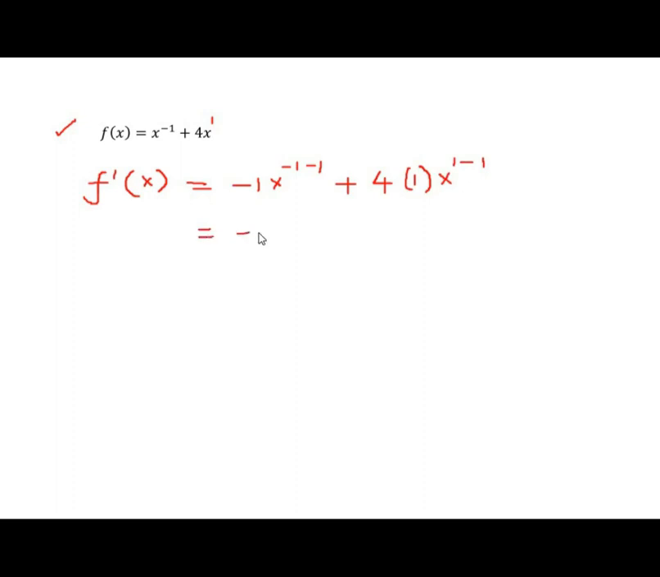Here we have minus 1 x to the power of minus 2 plus 4 times 1 is 4 x to the power of 0. We can further simplify this as minus 1 over x to the power of positive 2 plus 4, because x raised to 0 is 1. And here if we want the power of x to be positive, we take the reciprocal of this term, so it becomes 1 over x square. This is the differentiation of this term, and this is how we differentiate it.